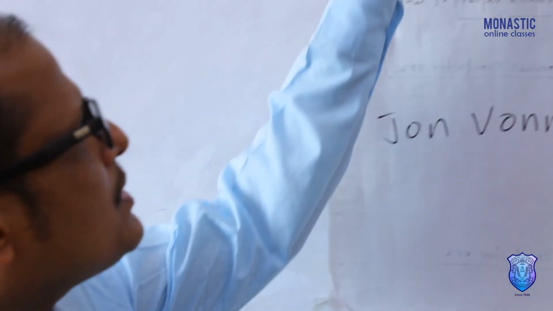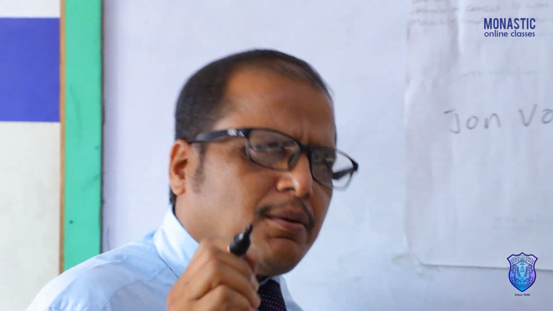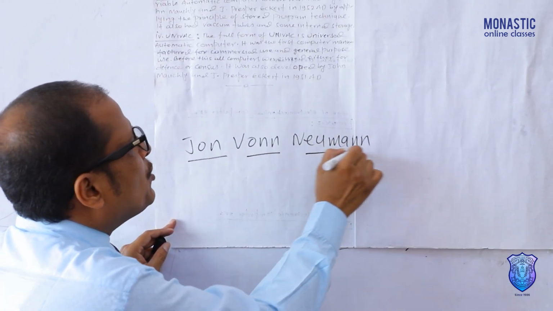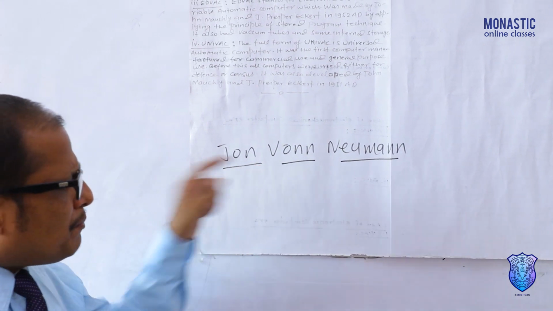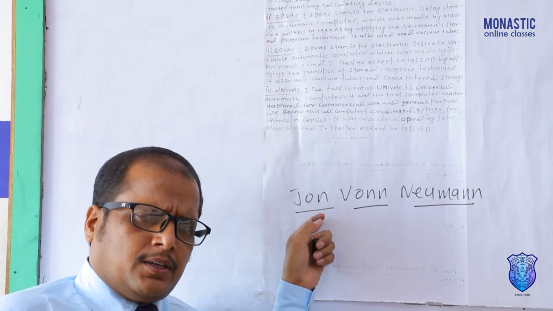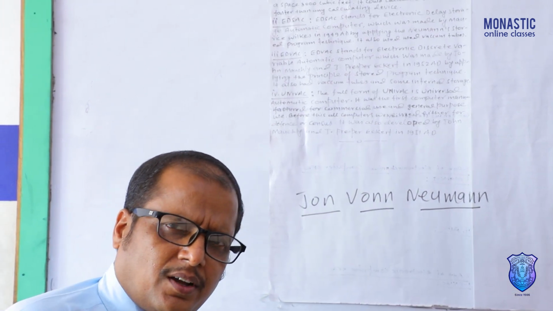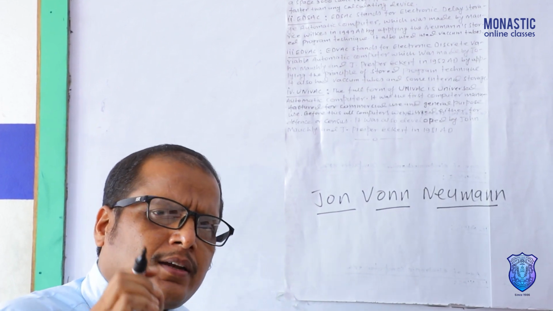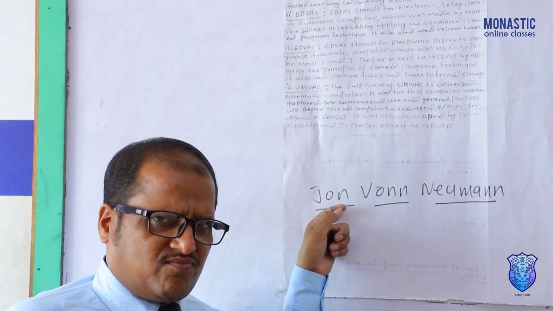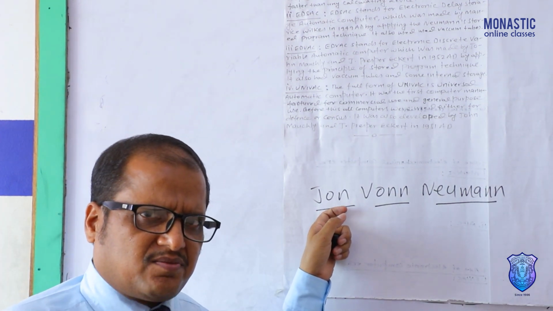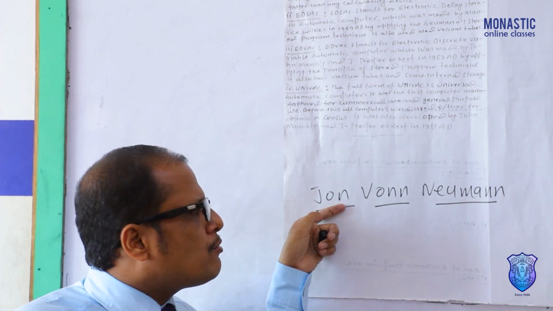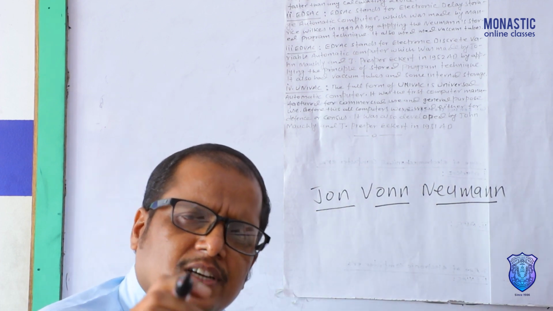But before discussing this EDSAC, let me discuss one inventor, one mathematician, named John von Neumann, because his principle is used in these computers. John von Neumann was a great mathematician, and in 1945 he developed one technique named stored program. That's why he is also known as the father of the stored program.